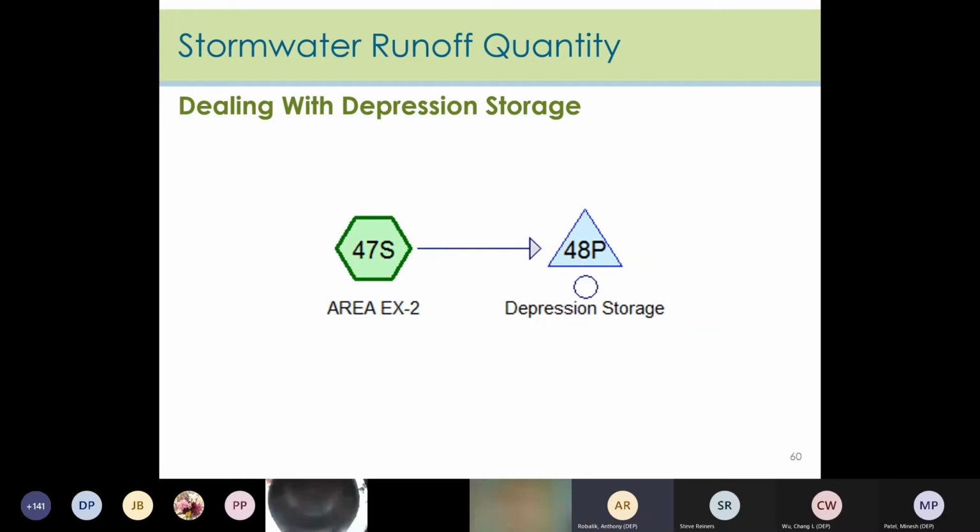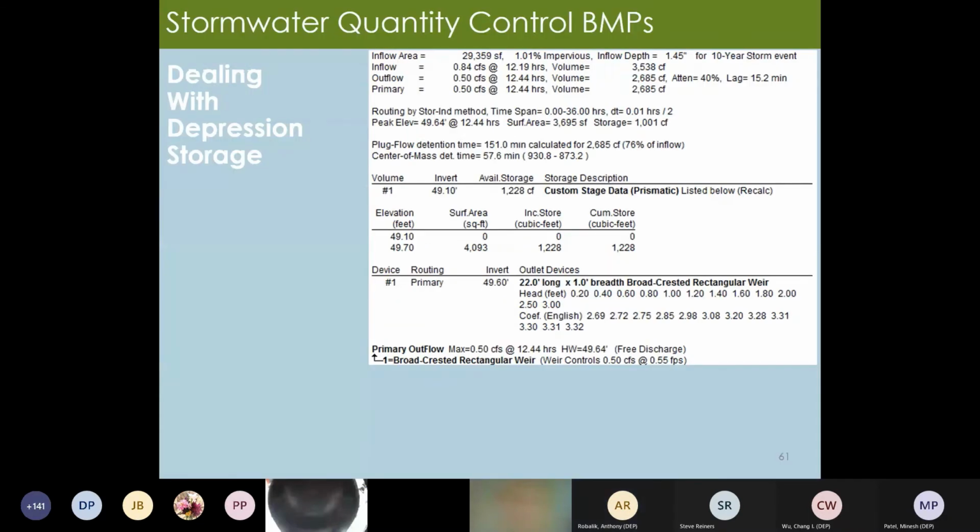So this is an example of a depression storage modeled in HydroCAD. So the contributory drainage area is routed to the depression, and the reviewer can input the parameters into HydroCAD to make sure that the depression area was calculated correctly. In this case, the depression is modeled as a small detention structure discharging over a 22-foot long broad-crested weir. The lowest elevation is 49.1 feet, and the highest is 49.7 feet. All of this information is taken from the site conditions.